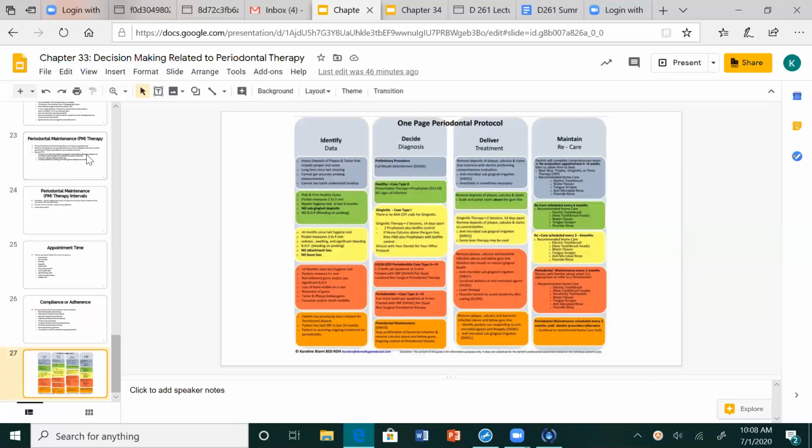This is something that I'm going to print out for all of you guys to keep in your operatories. So I want to go over this one quite a bit here. I want you guys not to worry about the case types on here. The case types are a little bit different than ours, but I really liked this chart for the data on the far left side, deciding what we're going to do.